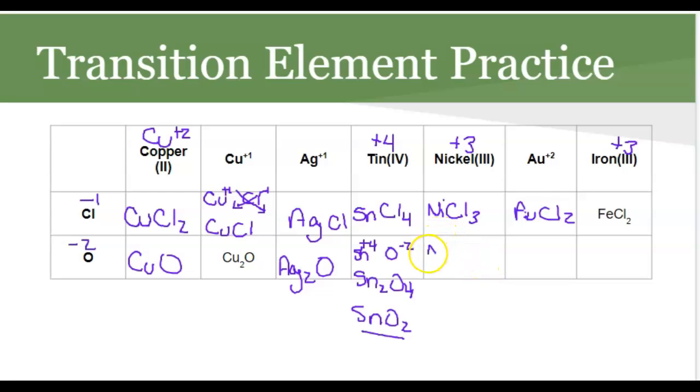Nickel is a +3. Oxygen is a -2. If we crisscross, we end up with Ni2O3. And Fe2O3. This one here with iron would be similar to what nickel is because of the similar charges. So hopefully that gives you an idea of how we could put those together.